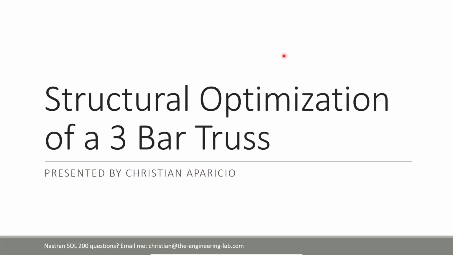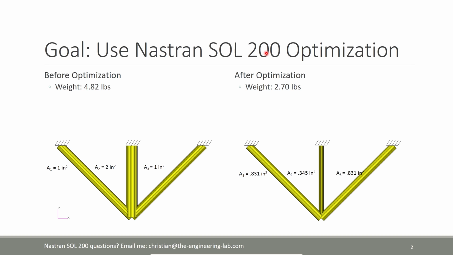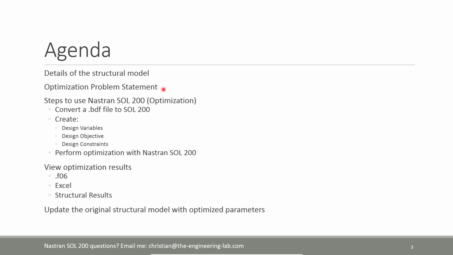Hi everyone, Christian Aprieso here to give you another tutorial on Nastran Solution 200. And here's what we are going to do in this tutorial. We have a very simple truss structure that you see here on the left. We're going to let Nastran automatically vary the dimensions. And our goal here is to minimize the weight as much as possible while at the same time satisfying our stress criteria. So by the end of the video, this is what you can expect to cover.